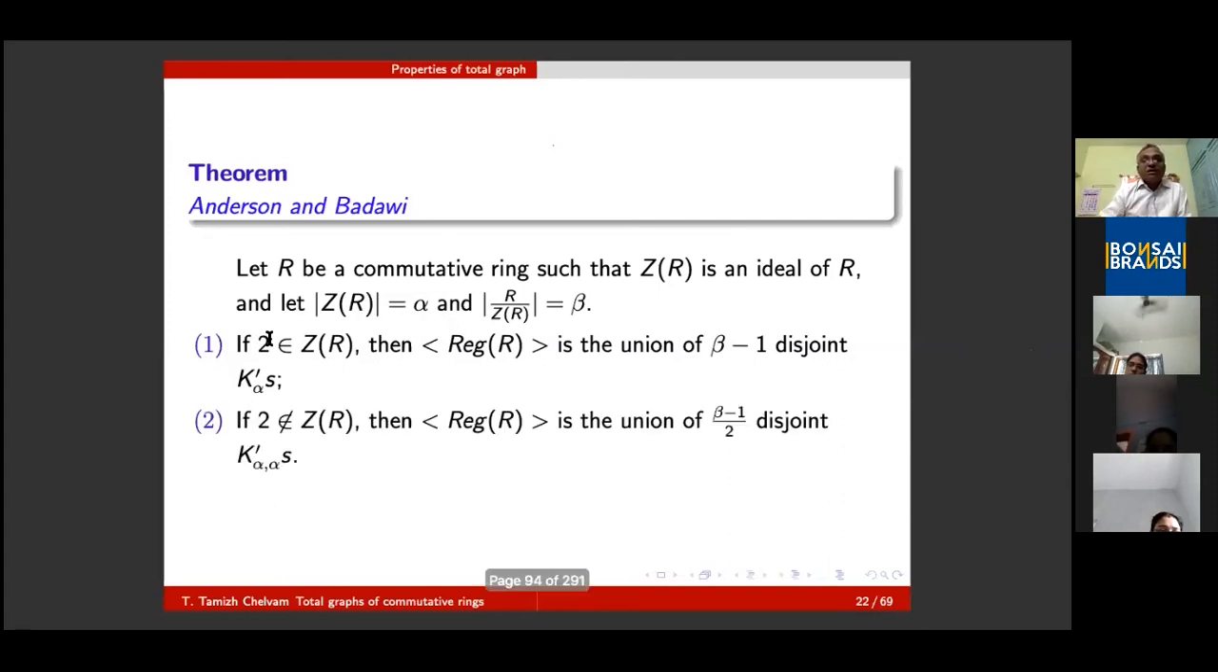When 2 is not an element of Z of R, then the subgraph induced by regular elements is the disjoint union of beta minus 1 by 2 copies of complete bipartite graph K alpha, alpha. Please note that in the case of 2 being an element of Z of R, they are complete subgraphs. Here, they are complete bipartite graphs. Of course, the cardinality of each of the parts is alpha.